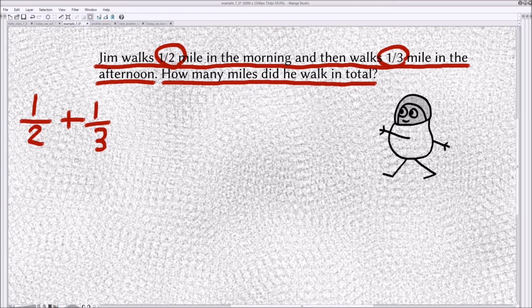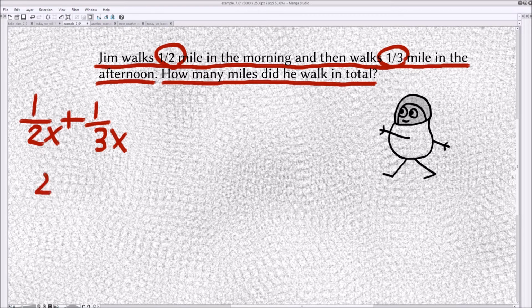And if you remember, for adding fractions, we need to have our bottom numbers, our denominators, be the same number. And right now they're not the same, right? We have a 2 here and a 3 here, clearly different numbers. So we need to make them the same. So we need to figure out what we can multiply 3 by and what we can multiply 2 by in order to get the same denominator.